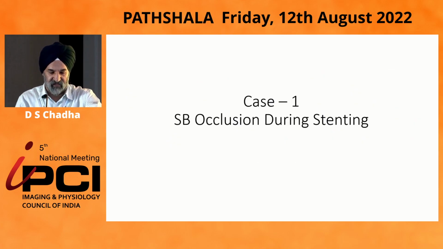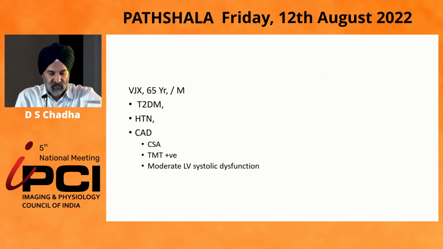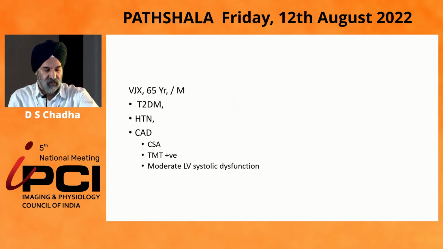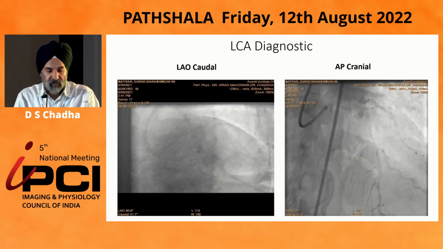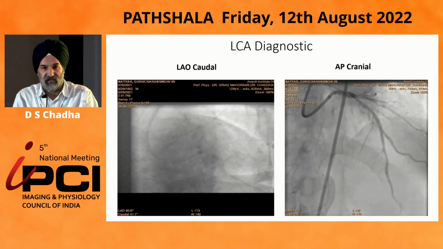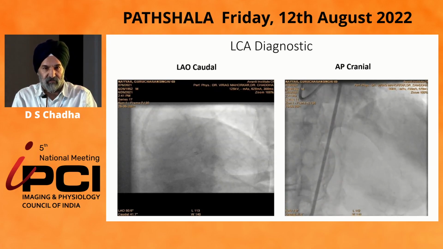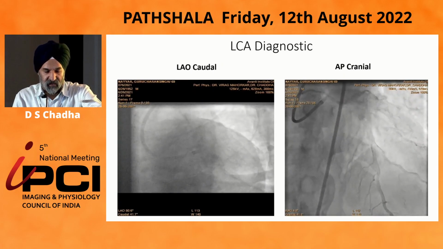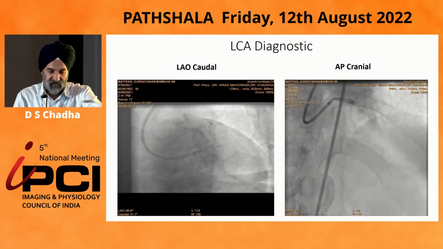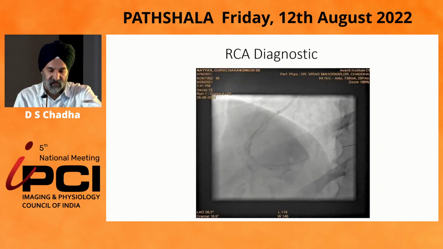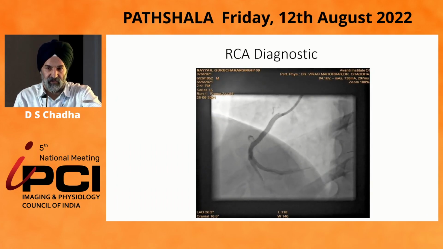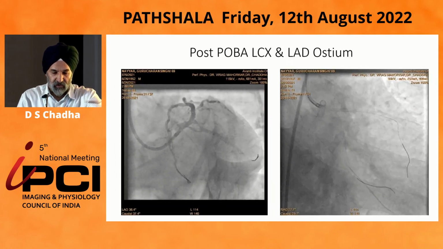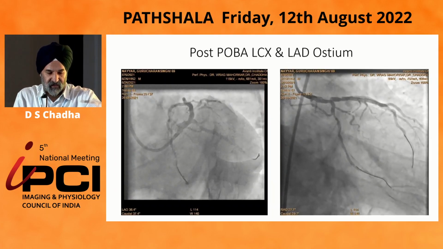So I'll come to my first case. This was a 65-year-old male patient, diabetic, hypertensive, with chronic stable angina with a positive TMT. He had moderate LV dysfunction. We did the angiogram, and he had proximal circumflex occlusion. There was a plaque in the distal left main and ostial stenosis of the LAD. The distal LAD looked a pretty good size. The right coronary artery was stented earlier and was flowing well, no problems there. So we decided to go ahead with stenting.